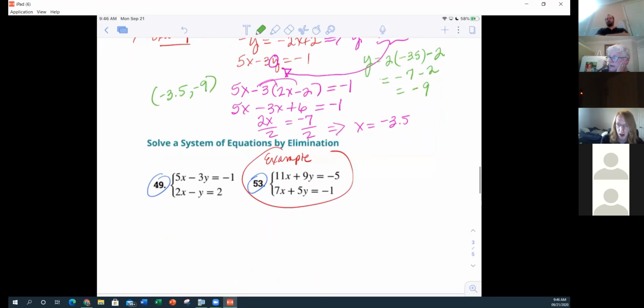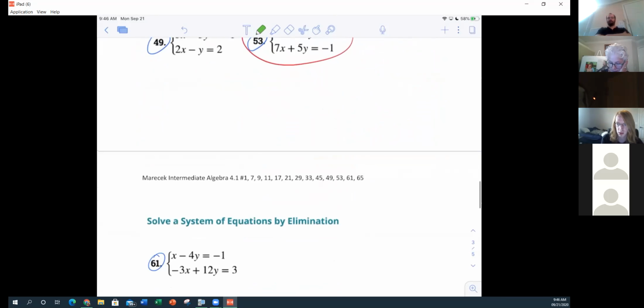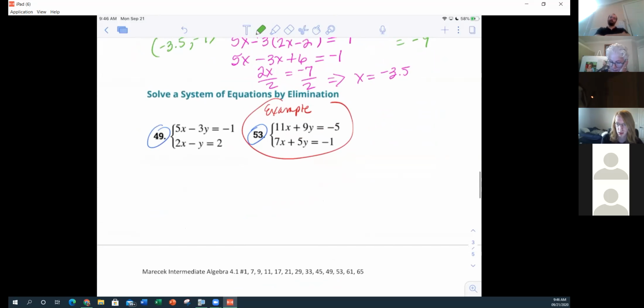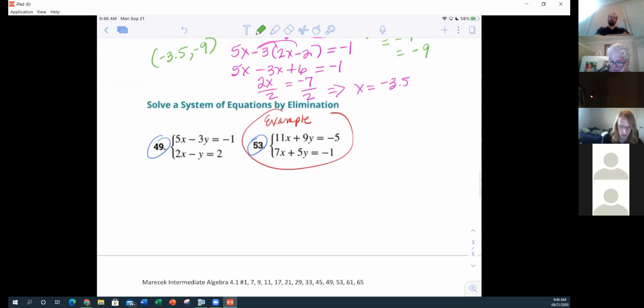Okay, then the last type of problems is by elimination. I'm going to do number 53, which is actually one of your homework assignments. Pick an x or a y and decide you want to get rid of that. And what you have to do to get rid of that is to have the same number but opposite signs. So I choose, and you can choose whatever you want, but I'm going to choose to get rid of the y.